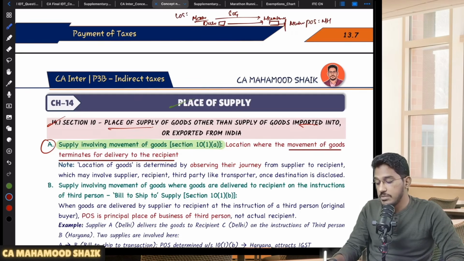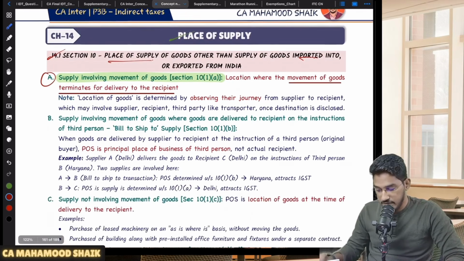What is the location of the supplier? The location of the supplier is Delhi. The place of supply is in Maharashtra. Both are falling in two different states, so it will be considered as an interstate supply. On this transaction, what GST will be collected? IGST will be collected. Understood? Clear and comfortable, everybody? Right. Next one, let us proceed ahead with the subsequent discussion.